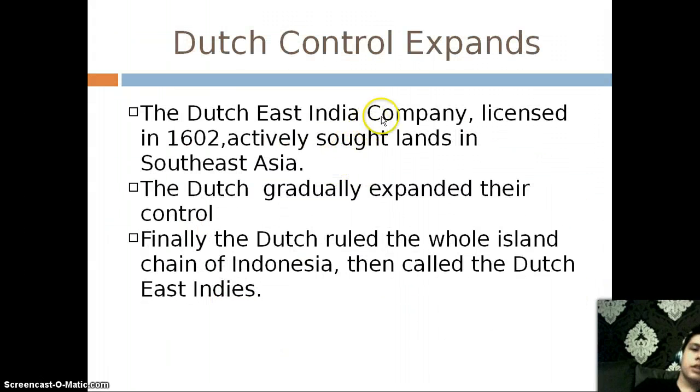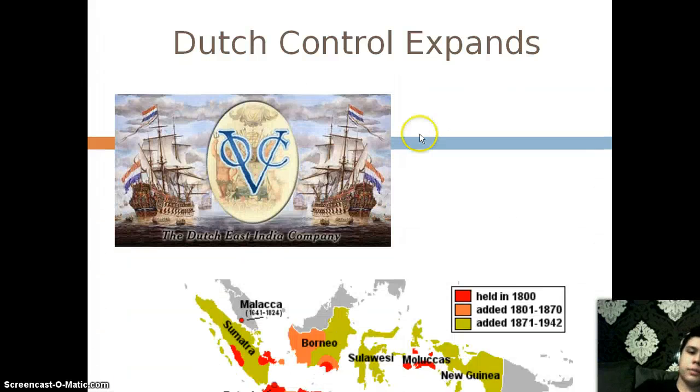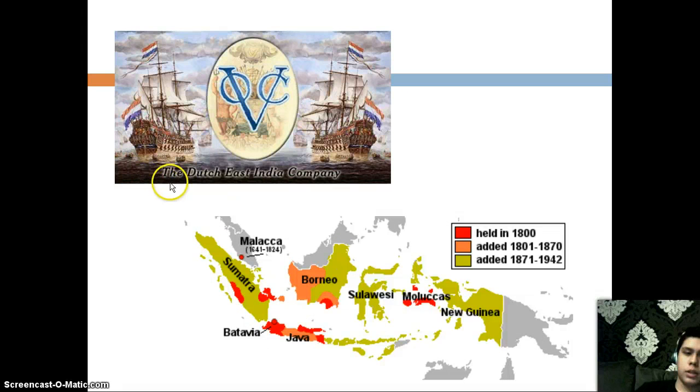So control expands. The Dutch East India Company actively sought lands in Southeast Asia. In 1602, the Dutch expanded control, and finally the Dutch ruled the whole island chain of Indonesia, and then they called it the Dutch East Indies. There you go, this one, the Dutch East Indies and the India Company.